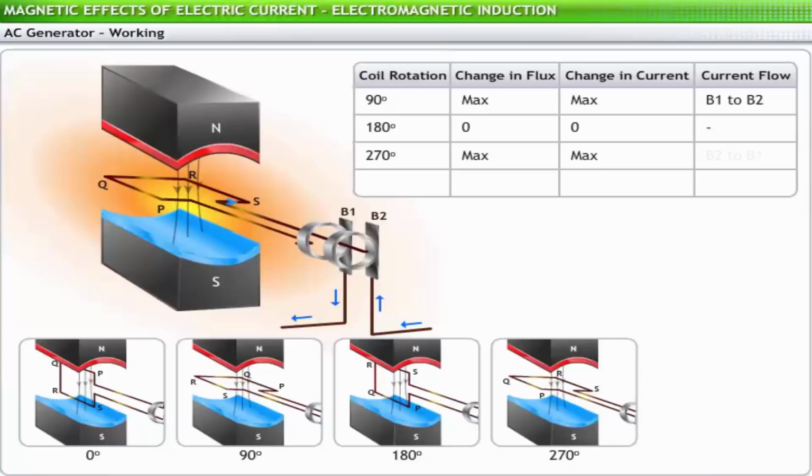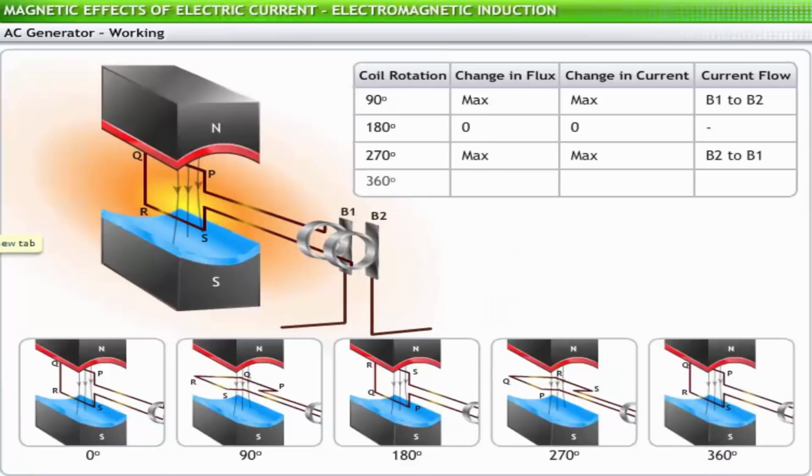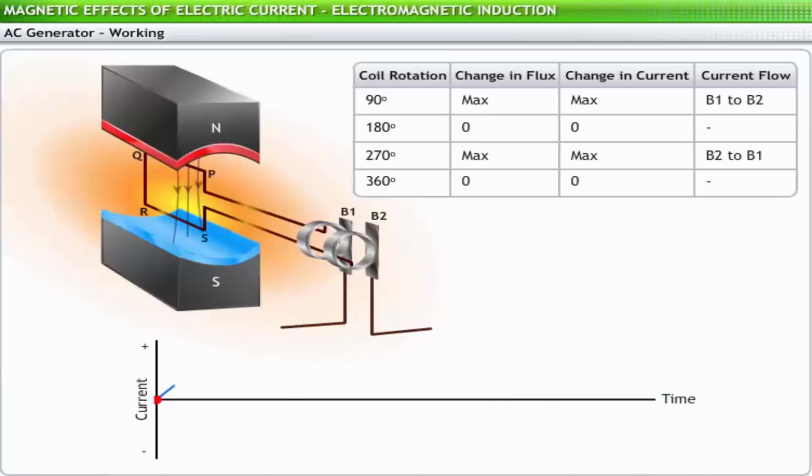Now the current flows from B2 to B1. On turning further by 90 degrees, the coil completes one rotation of 360 degrees. The change in flux with respect to the initial position is 0 at this point. Hence, the current falls in the same direction and becomes 0. Thus, the current rises and falls for every 180 degrees of rotation of the coil in opposite directions alternately.